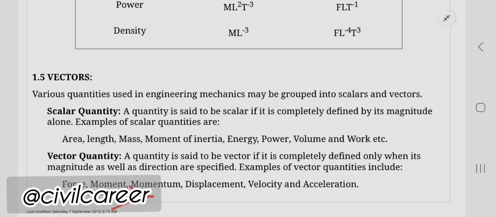In the next class, we will discuss the principle of transmissibility, moment, couple, and principle of moments.